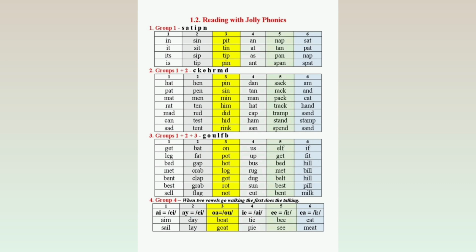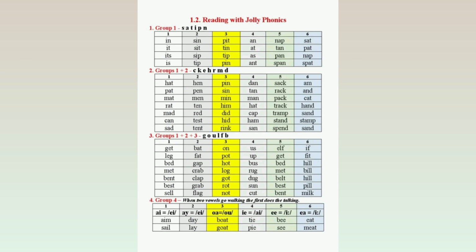Now look at group 1. In step 1 we did group 1 with our kids, right? In group 1, we taught them SATPIN. Once you are done with group 1, we can start segmenting and blending immediately. First, we will focus on 2-letter words. They don't know anything, they just know SATPIN.